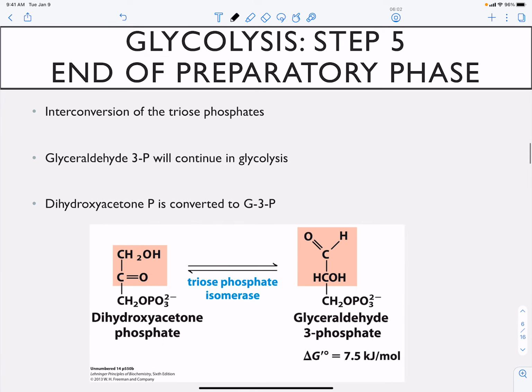Now, step 5 of glycolysis is the end of this preparatory phase to make actual energy. So far, we've used 2 ATP to phosphorylate our glucose, and then to phosphorylate our fructose 6-phosphate. And so here we're going to have our interactions between our dihydroxyacetone phosphate and our glyceraldehyde 3-phosphate. And again, our glyceraldehyde 3-phosphate will continue in glycolysis. And so through an isomerase, a triose phosphate isomerase, you're going to convert your dihydroxyacetone phosphate to our glyceraldehyde 3-phosphate.